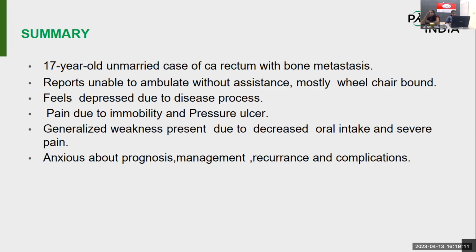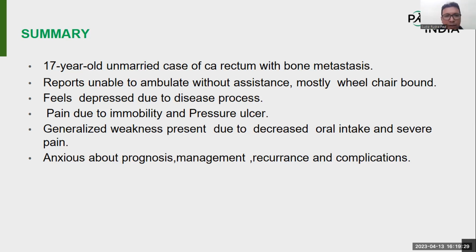So here also, I think most probably because of the multiple mets, the doctor is reluctant to suggest colostomy or other interventional procedures. What do you think, Sudip?